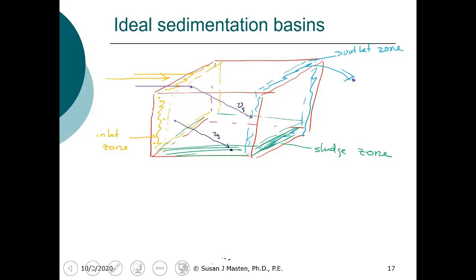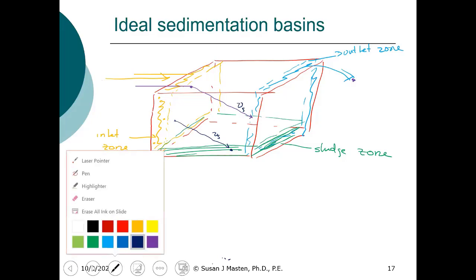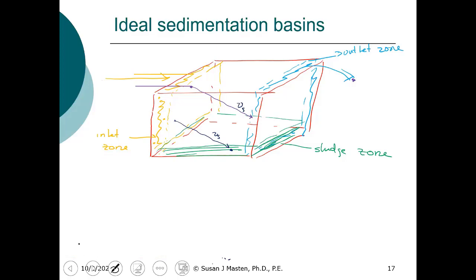So let's draw a different one. Okay, let's do this color. Okay, so let's take this particle here. Actually, we'll give it the same settling velocity. So this green particle settles. Is it removed or not? No, because it doesn't hit the sludge zone. On the other hand, if it entered here, it would be removed.